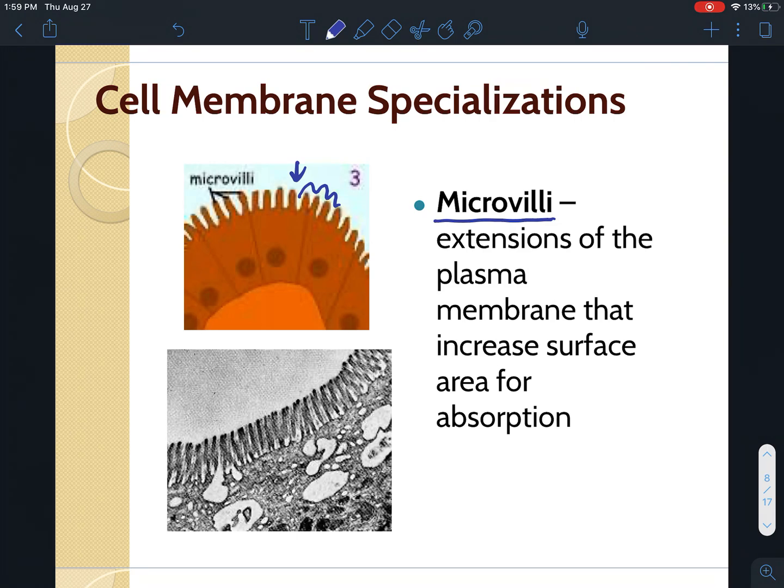An example would be in your small intestine. If you are digesting your lunch right now, the food is getting broken down and nutrients need to be taken in. Well, your small intestine cells are covered in these microvilli so that they can absorb a huge volume of nutrients easily, because the surface itself is very large for the size of the cell.